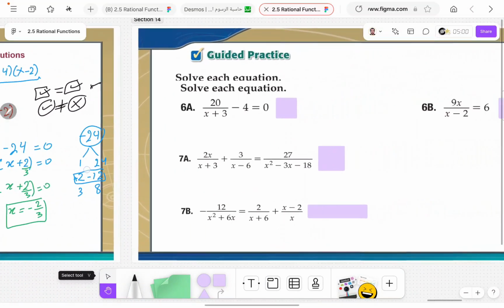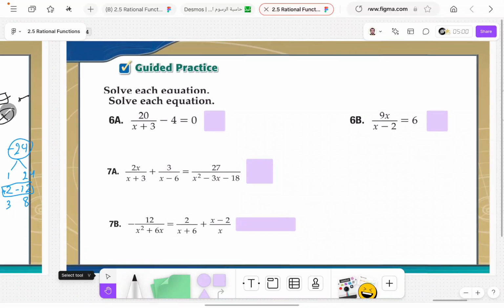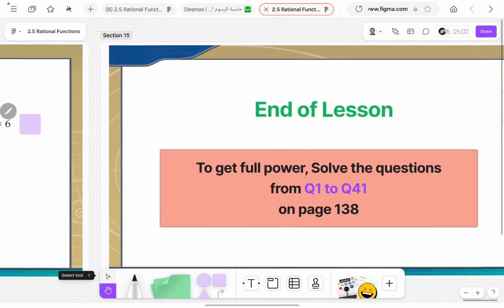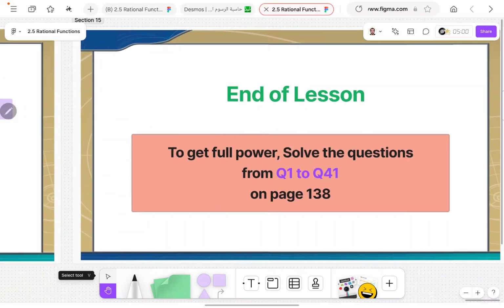I hope you understand this. Now, this is a question to practice on. So practice, and if you need help, please let me know. And also, to get full power, try to solve this question in this page.